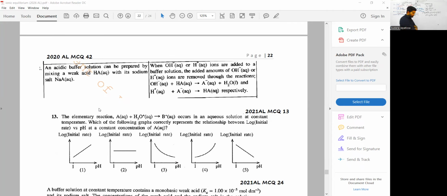Okay, the next question is also a good one from the 2021 paper. MCQ 13. It's asking about elementary reactions. It's kind of a rate related question. Give it a try.